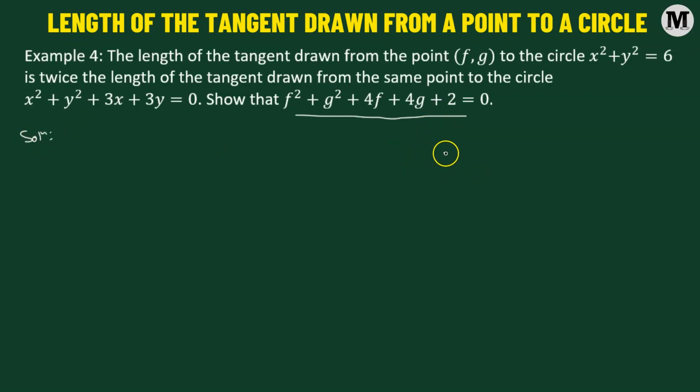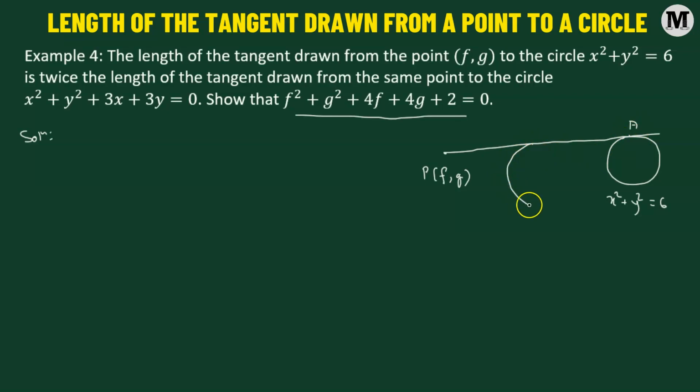So here we will suppose that we have a point P, let's say having the coordinates f, g. Then we have a circle which has the equation x squared plus y squared equals 6. We draw a line from point P, and let's say it is tangent to the circle at point A. We also have another circle whose equation is given by x squared plus y squared plus 3x plus 3y equals 0. And the line is also tangent to the circle, let's say at point B.